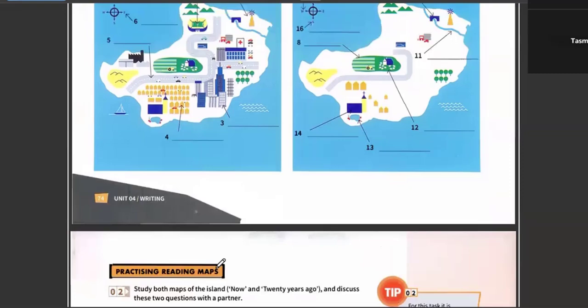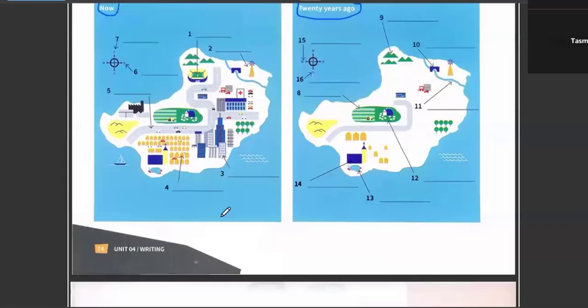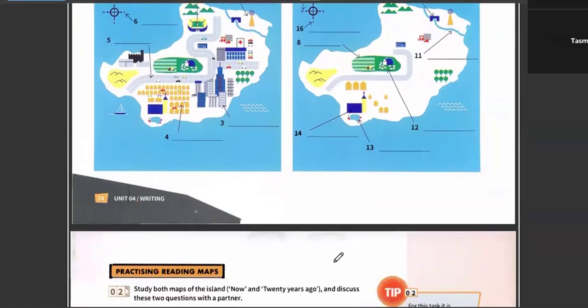So let's look at the map carefully so that we can answer the first question that asks which features have changed. One of the sentences has already been written here, that is, more houses have been built. What more differences can you see in both of the maps, from 20 years ago and of the present time? Look at it, arrange the sentences if necessary, write it down, and then you can tell me the answer to number one.